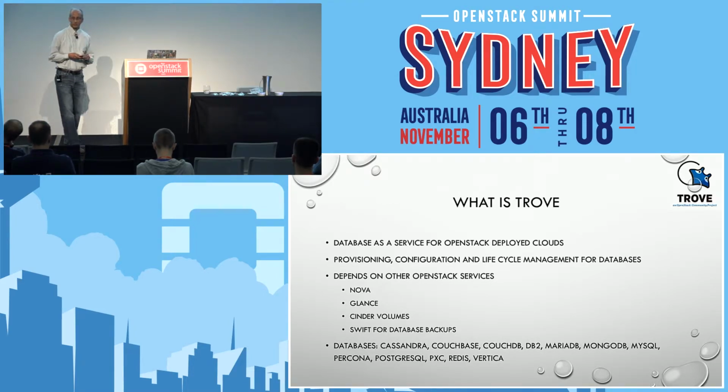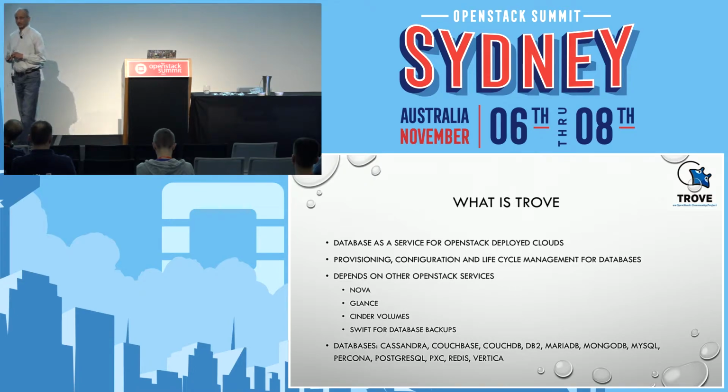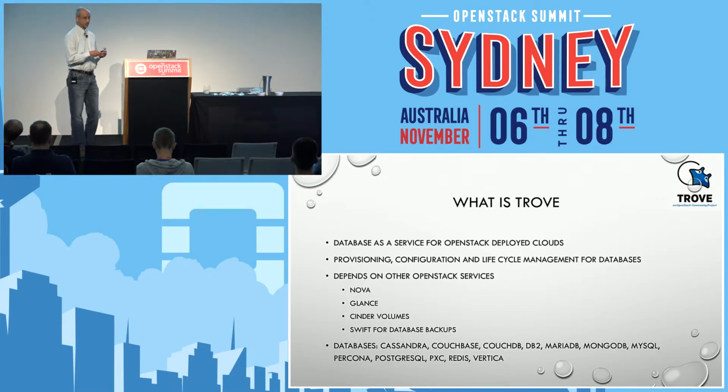The databases supported currently, there are a dozen of them. Cassandra, Couchbase, CouchDB, DB2, which I think some of our folks at IBM were involved in getting that guest agent written, MariaDB, Mongo, MySQL, Percona, Postgres, clustering, and then Redis and Vertica. So about a dozen databases. I think that's stayed constant for the last few cycles.